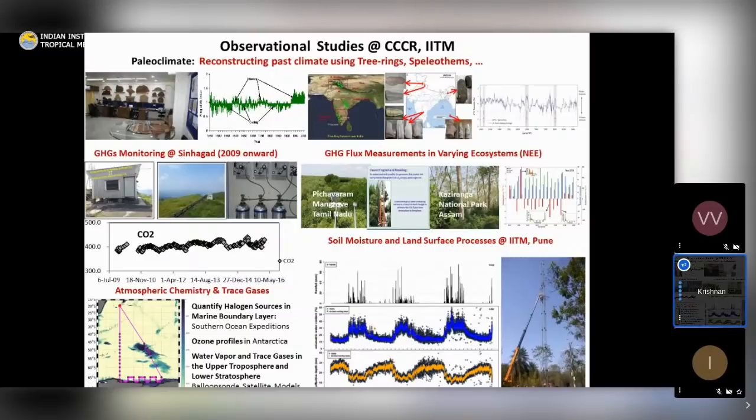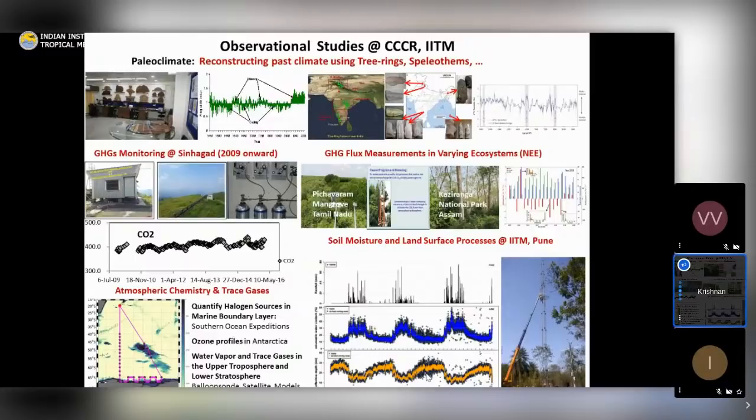And we are also having now a program looking at cave deposit, the speleotherms, looking at the oxygen isotope. And these reconstructions have provided information about monsoon variations extending back to almost 9,000-10,000 years during the Holocene. There is also an observational program for GHG monitoring, greenhouse gas monitoring. Just like the Mauna Loa Observatory, we have an observatory at Sinhagad.